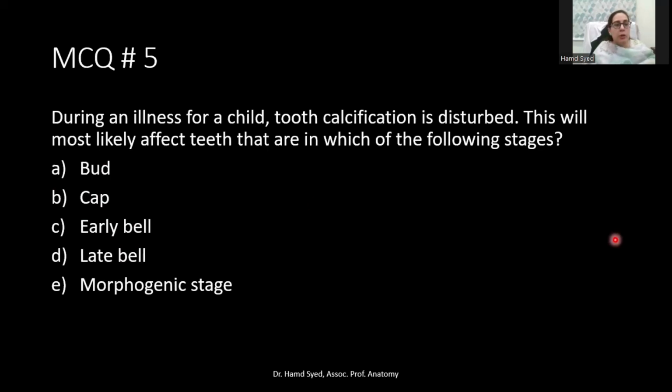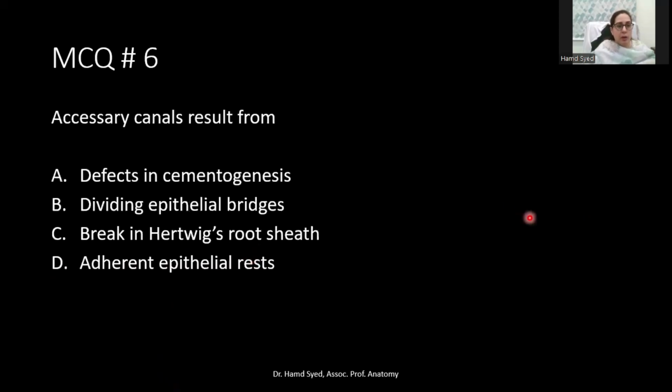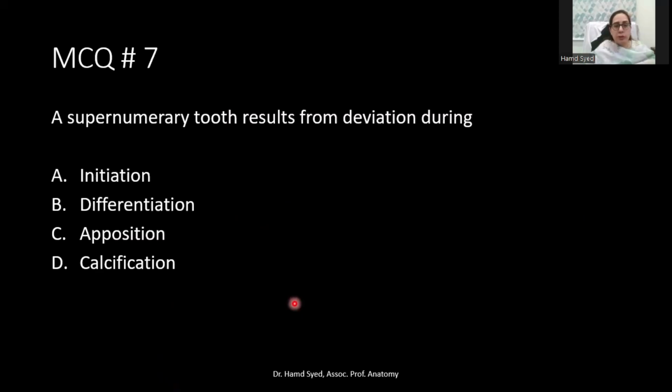Now here's another one. During an illness for a child, tooth calcification is disturbed. This will most likely affect teeth that are in which of the following stages? Tooth calcification is going to occur in the late bell stage, so D is the answer for this MCQ. Accessory canals result from a break in Hertwig's root sheath. So if this portion is going to break, then accessory canals can form. A supernumerary tooth results from deviation during initiation. So A is the answer for the supernumerary tooth deviation.